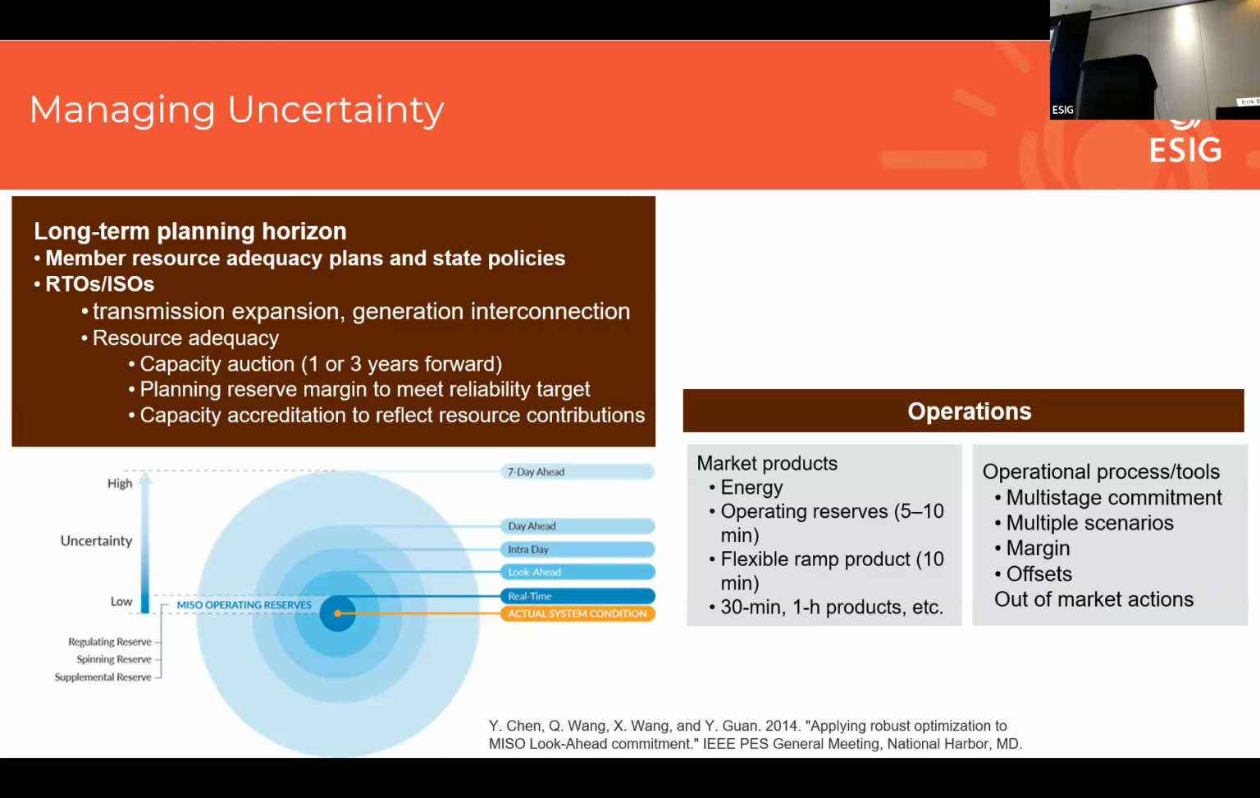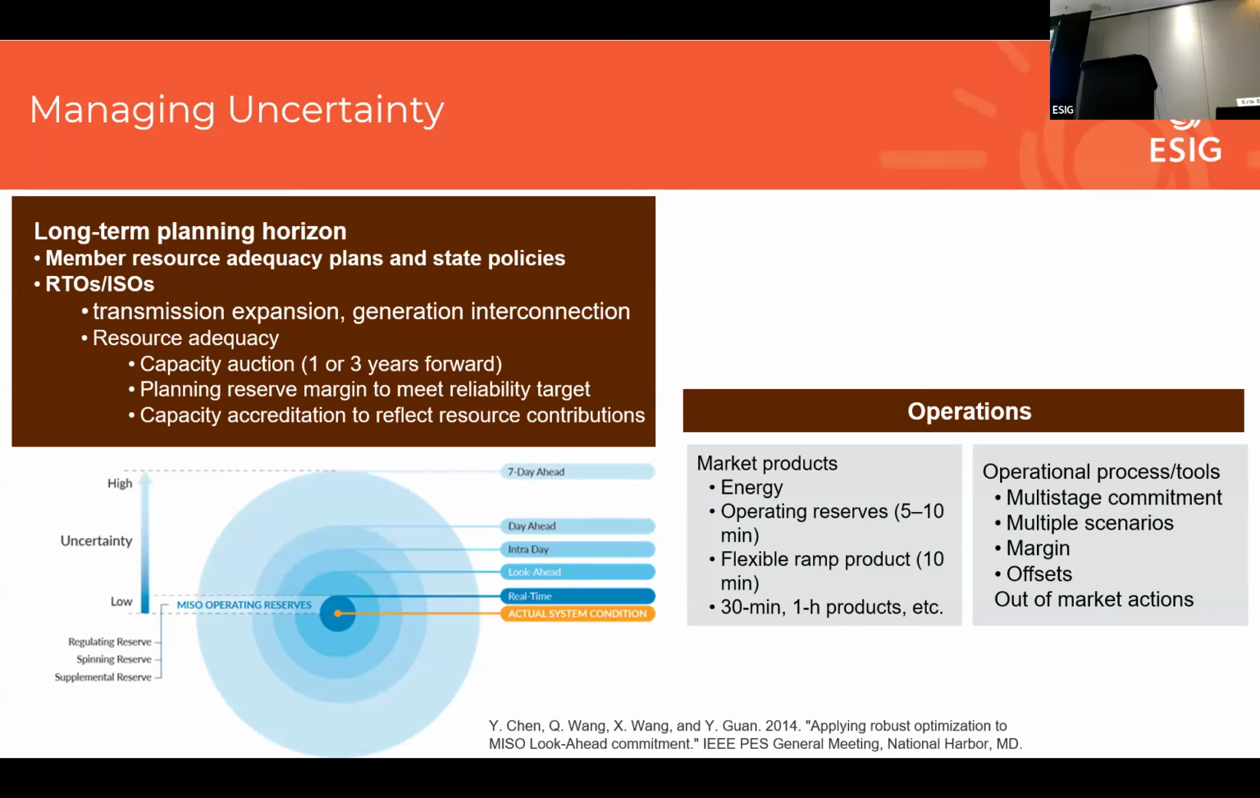And then an important piece we covered earlier is still resource adequacy, but in a more near-term time frame, 1 to 3 years forward. Even in the areas without a capacity market, the ISOs normally also play a critical role, working with the state and the members, defining a planning reserve margin and also methodologies for capacity accreditation. So those are in the planning stage to ensure the system has enough transmission and generation to serve load.